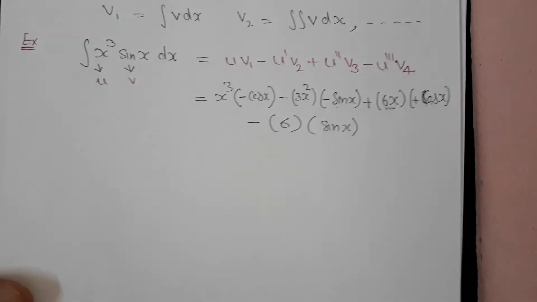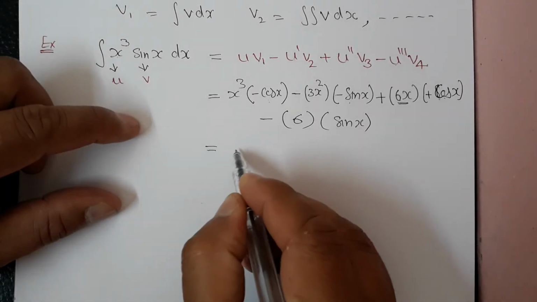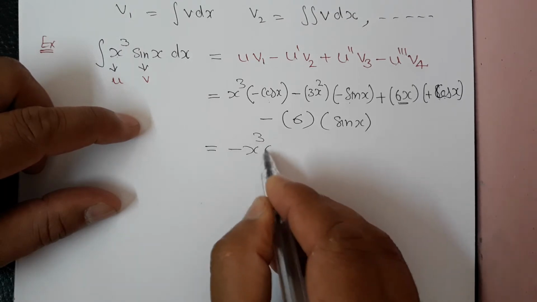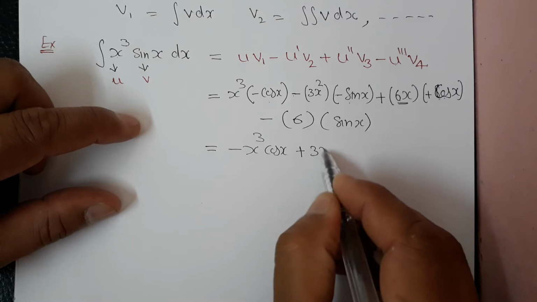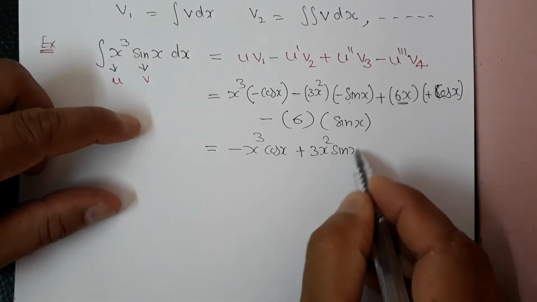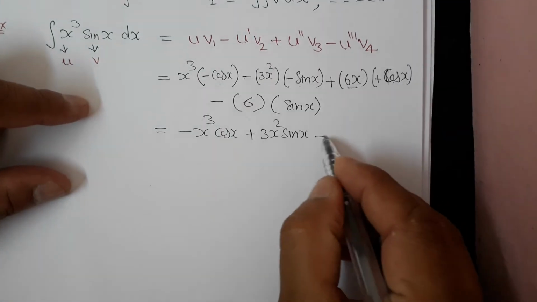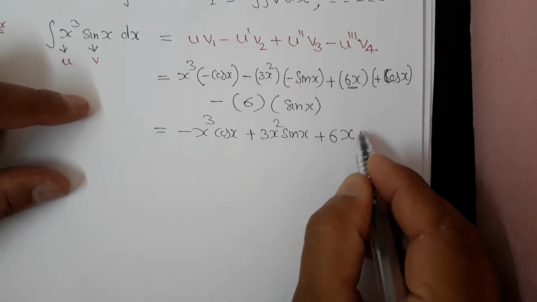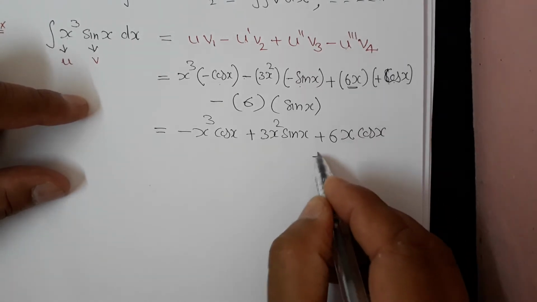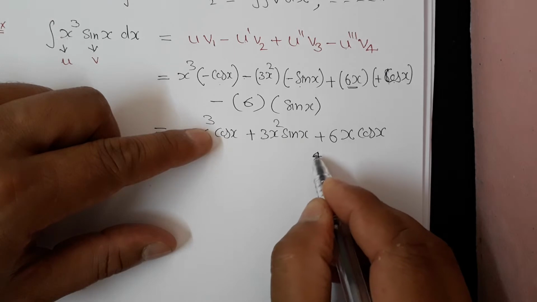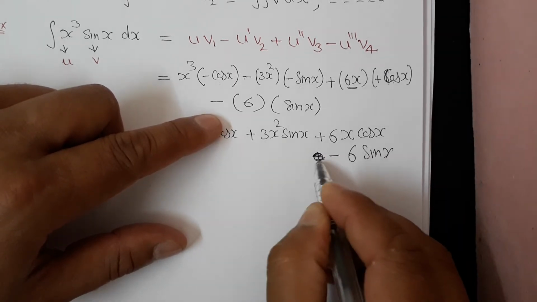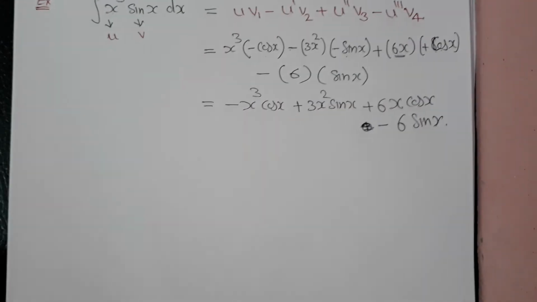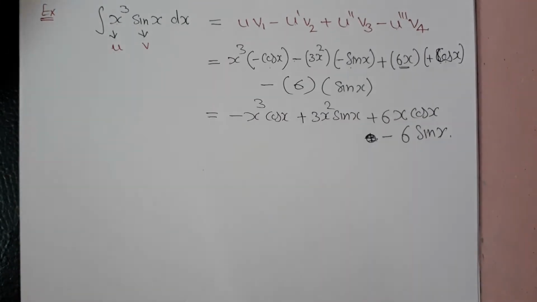So this is by Leibniz, or we simplify this: minus x cube cos x, minus into minus plus 3x square sin x plus 6x cos x plus, in fact this is minus 6 sin x. Okay, so that is the Leibniz rule of integration.